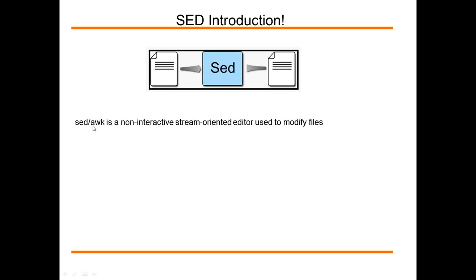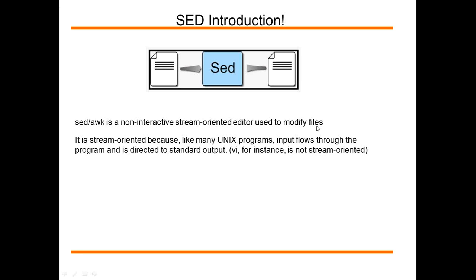SED and AWK are non-interactive, stream-oriented editors which are used to modify files. Whereas when you go to VI, it is not a stream-oriented editor. The quick difference between SED and VI is that you have to open VI, do all the modifications and save. VI is interactive and SED is non-interactive.